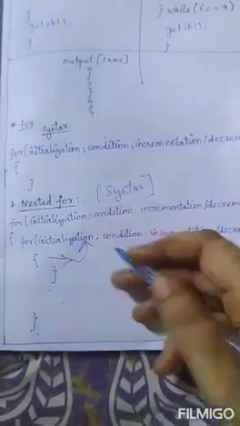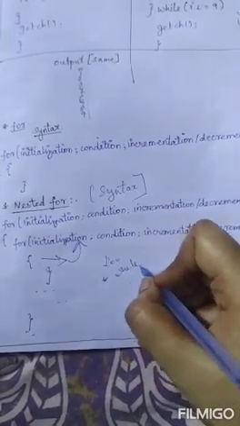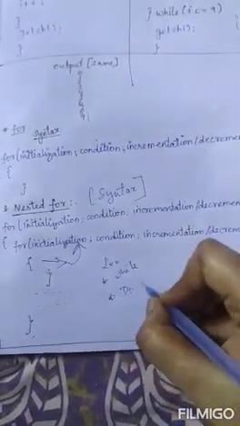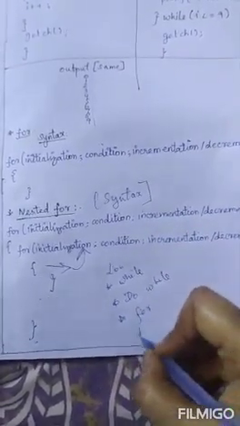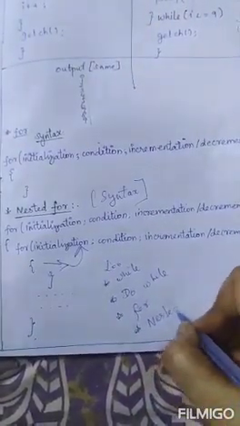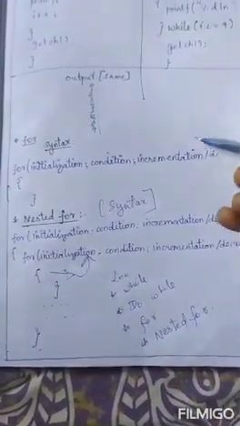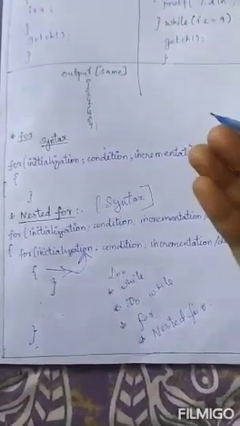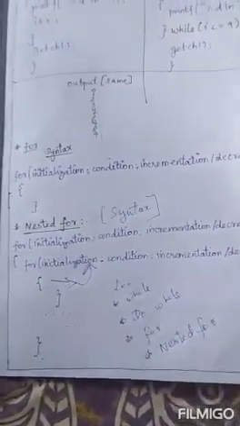So we have seen four types in looping statements: while, do while, for, and nested for. This is the theory for unit 1, that is control statements in C. In later videos we will see the coding of programs in C. Thank you.